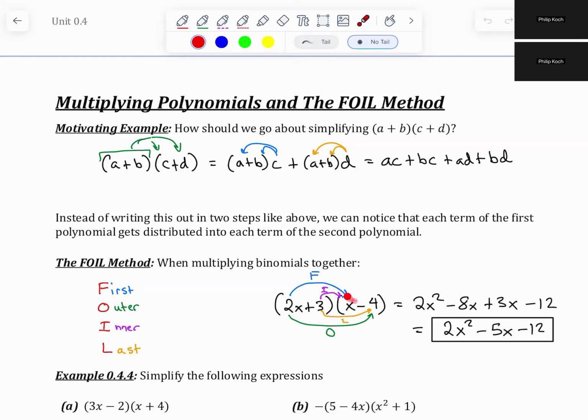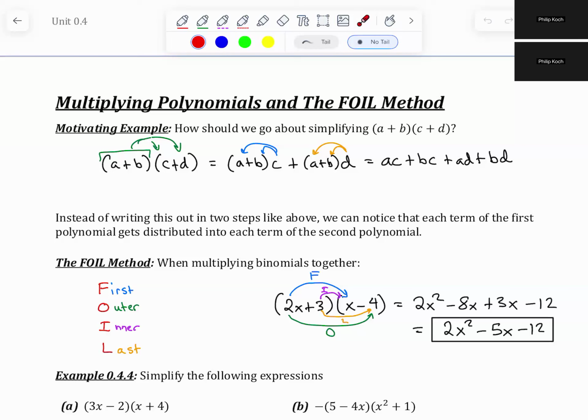So you do the first terms together, the first terms of each binomial, then the outer terms, the ones on the outside, then the inner terms, the ones on the inside of the multiplication, and then the last terms, the last term in the first binomial times the last term in the second binomial. And that's what it's called, foiling.